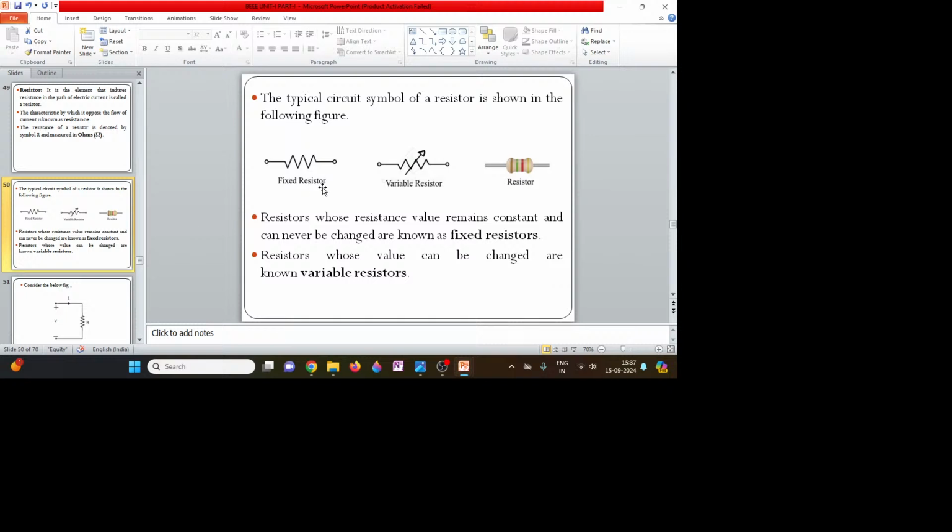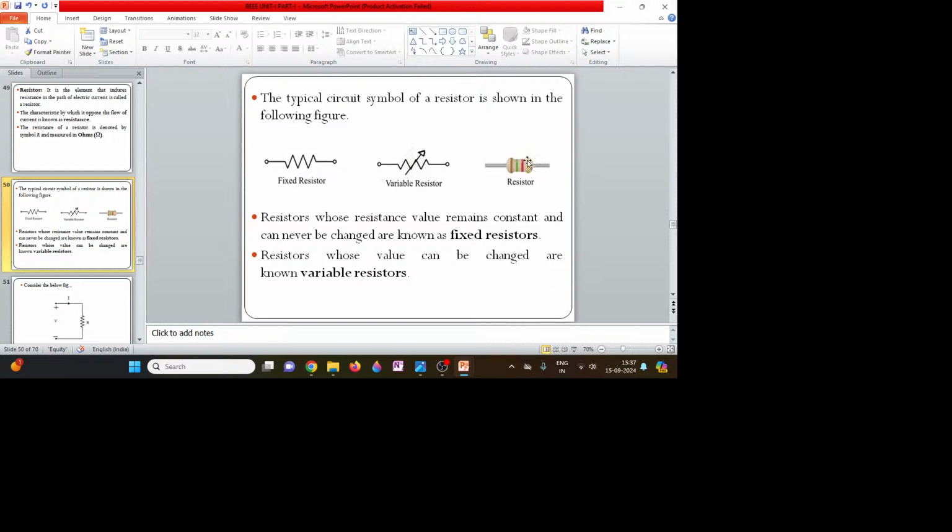When the resistor opposes the flow of current, some of the energy will be wasted in the form of heat. So we can call the resistor an energy dissipating element. It dissipates energy in the form of heat. Here in this diagram you can see different types of resistors. A fixed resistor, whose value is fixed and won't change. Next you can see a variable resistor. You can vary the resistance value of this resistor.